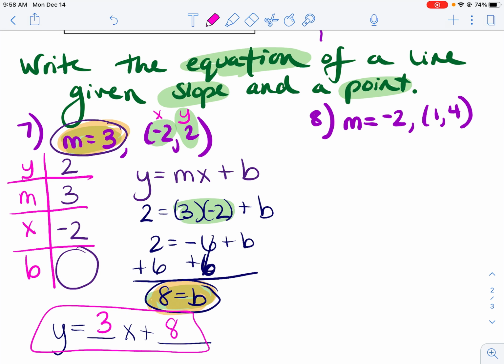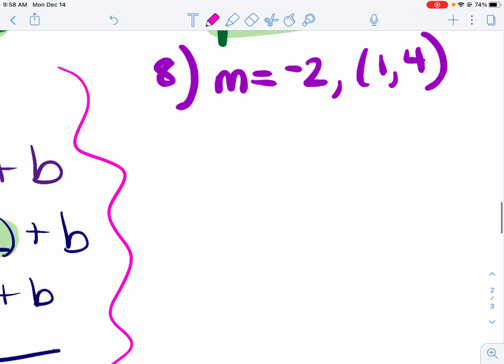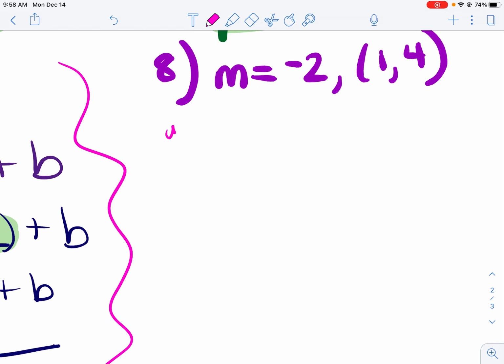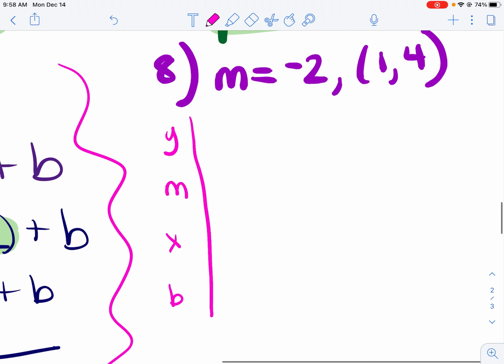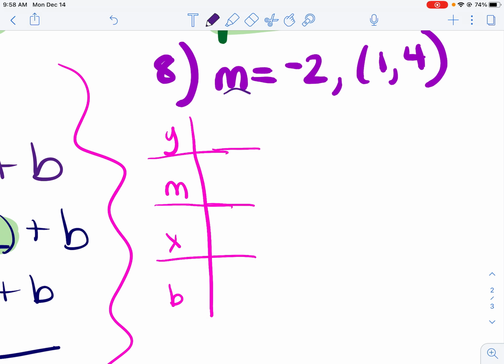All right, and we're just going to do one more for good measure. So again, you might want to pause your video to try this one on your own, just to make sure you know how to do it for our quiz. We have y, m, x, b. So I'm making my little table here. Now I made those too small. Okay, we're going to substitute in. Here's my m, here's my x, here's my y.